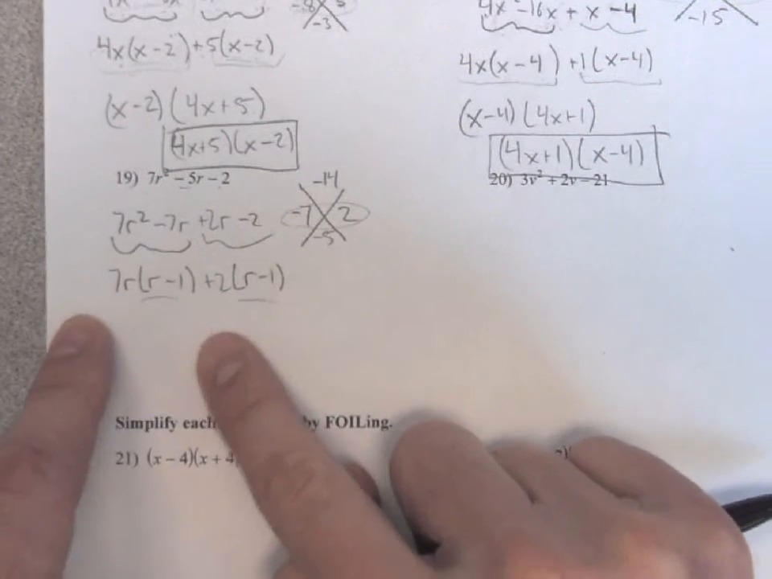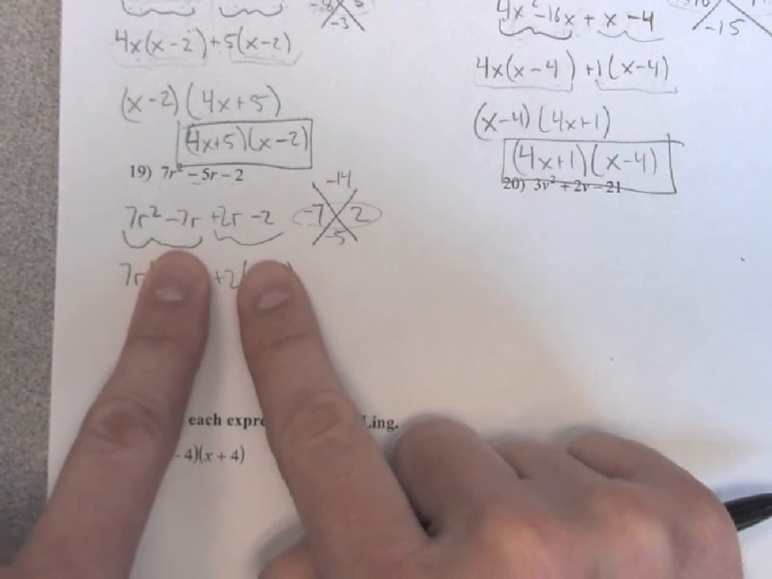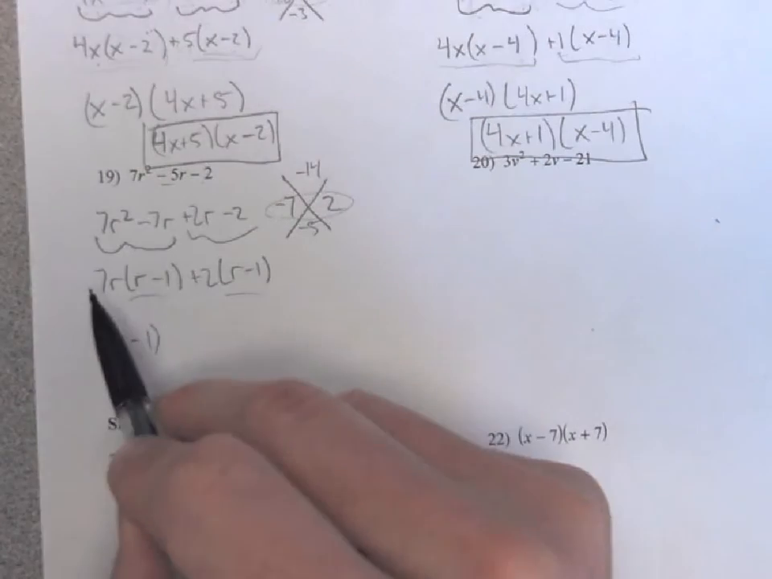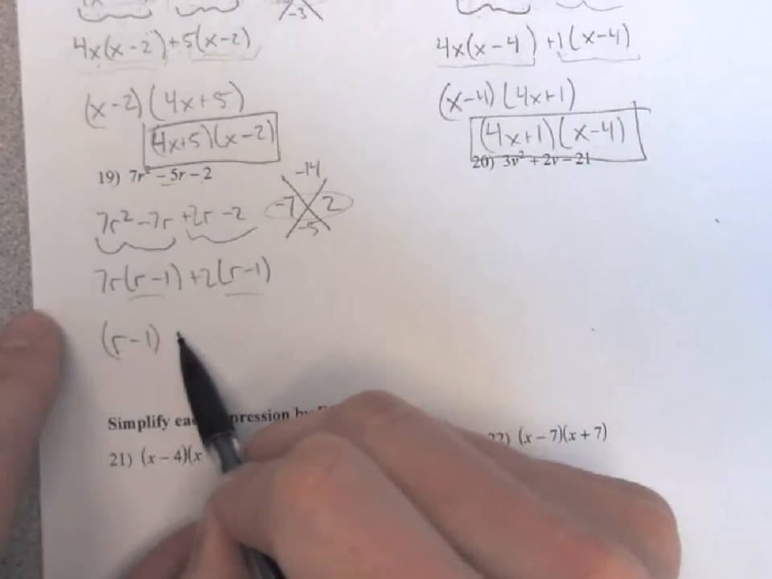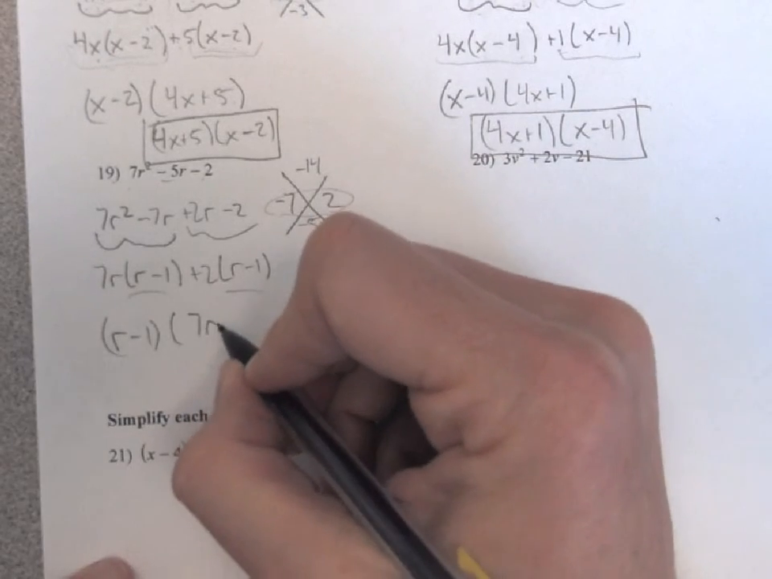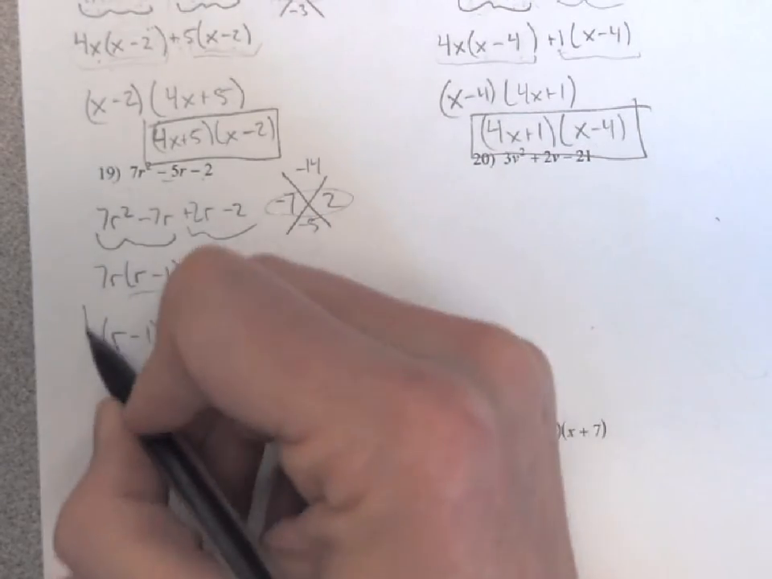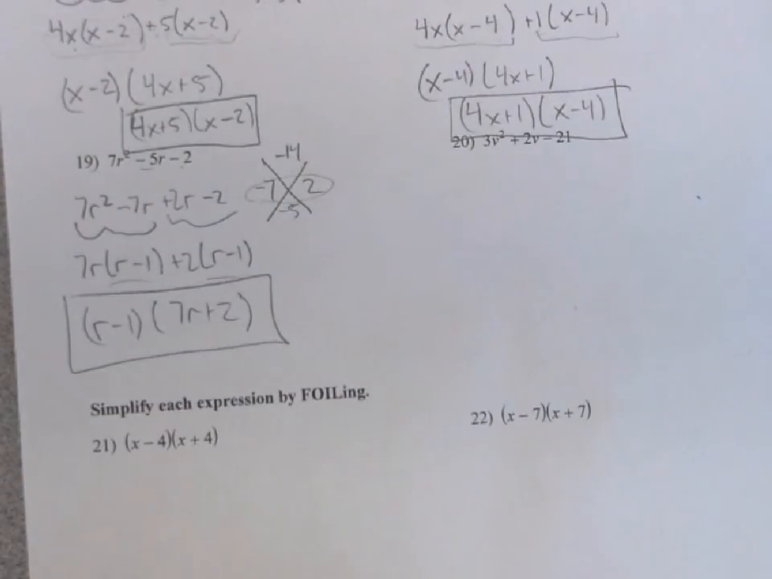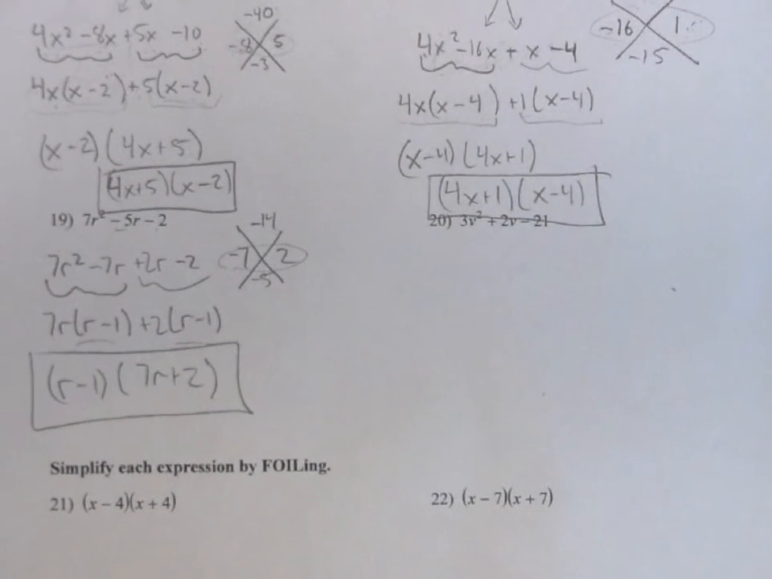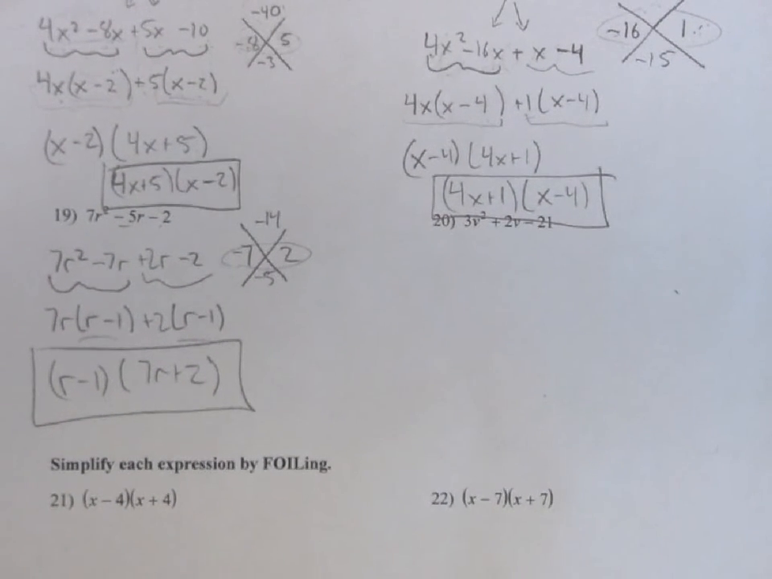Okay, so now we factor out the r minus 1, right? If you pull that out, you're going to have 7r plus 2 left over. So up front, r minus 1, and then you factor out the r minus 1. What you have left is the 7r and the plus 2. Cool. Pretty quick. All right, let's look at 20, and then we'll stop the video, and we'll do the rest of them in another video.